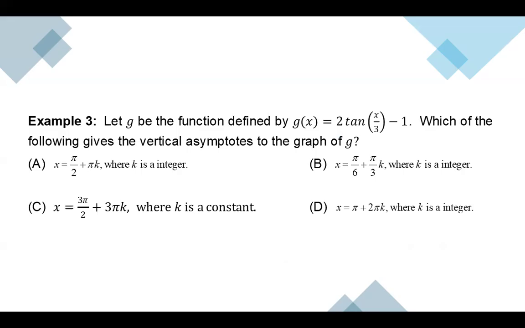So here's an example of a possible non-calculator multiple choice question. Okay, so when we look up here, it says let g be the function defined by g of x equals 2 tan x over 3 minus 1. Which of the following gives the vertical asymptotes to the graph of g? So this is where it gets a little interesting, right? How could I possibly figure that out without graphing? Because this would be on the non-calculator part. All right. How we figure that out is by determining our period.